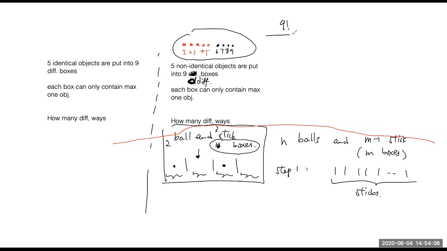And then divide by, if the boxes are identical, how can I say it? If the boxes are identical, that means you need to divide by 4 factorial. I think that may equal 9P5. I'm sorry, maybe let me clarify it again, okay? Let me change the question.